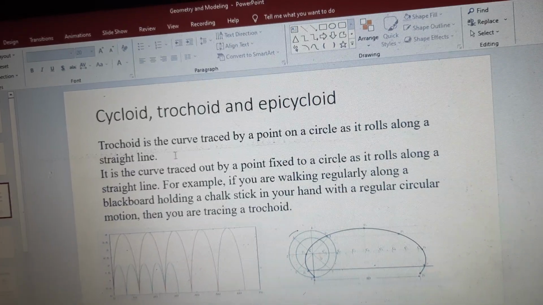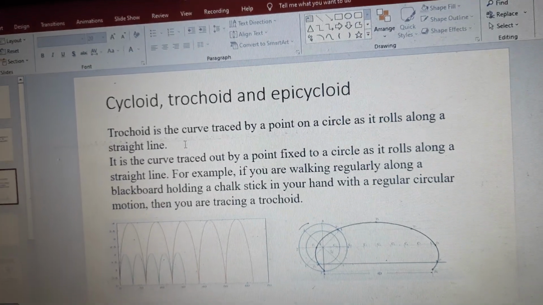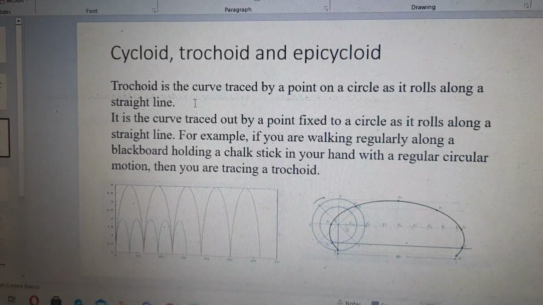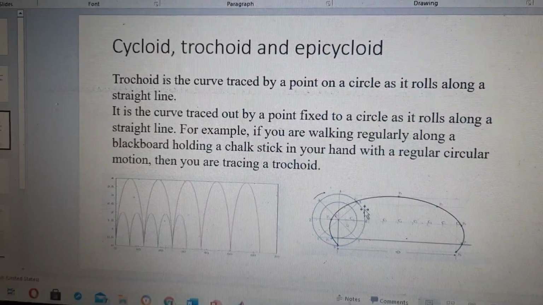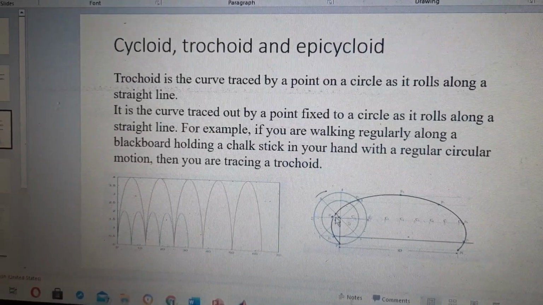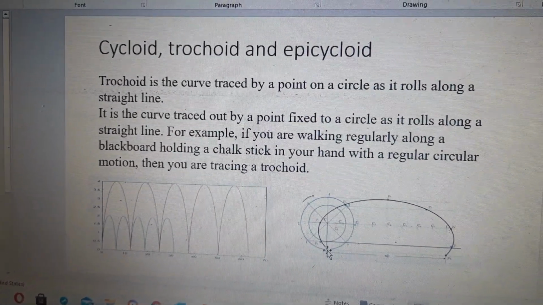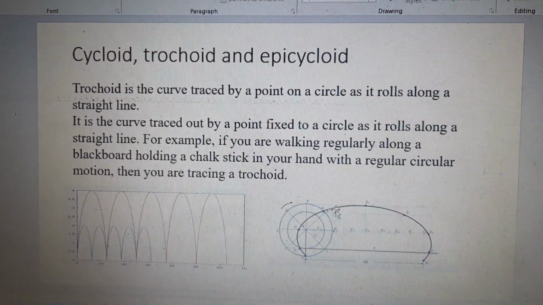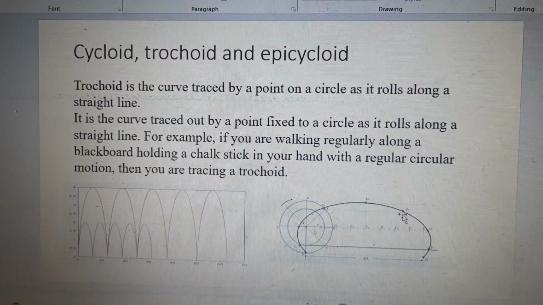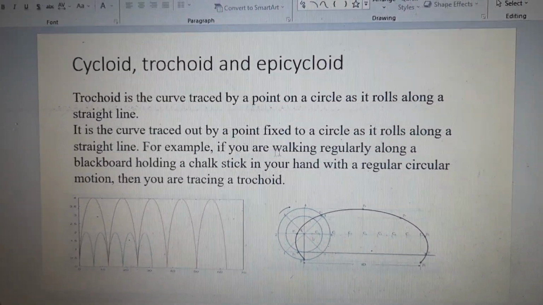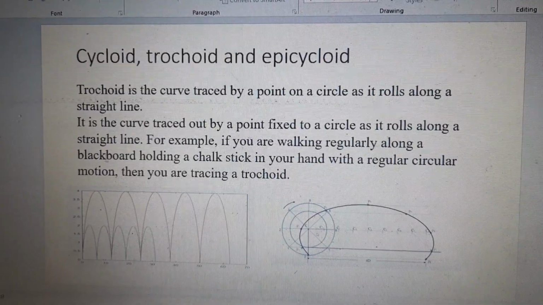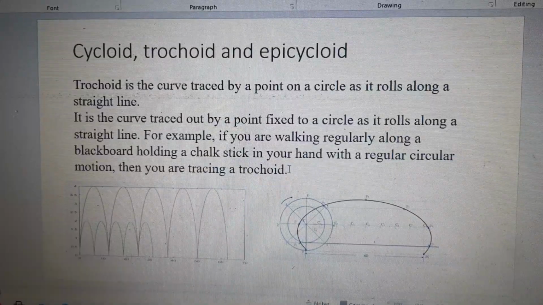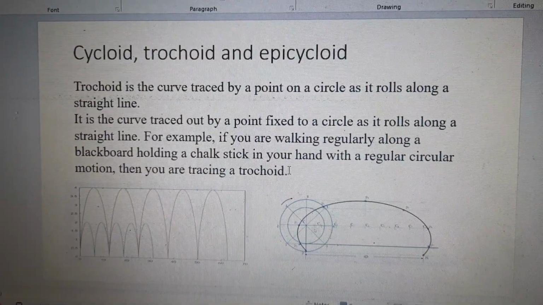Next one, trochoid. A trochoid is also the curve traced by a point which is fixed on a circle as it rolls along a straight line. Here in the second figure, this is the circle and the fixed point which rolls along a straight line. Then after rolling, it makes a curve, which is called a trochoid. For example, if you are walking regularly along a blackboard, holding a chalk stick in your hand with a regular circular motion, then you are tracing a trochoid.